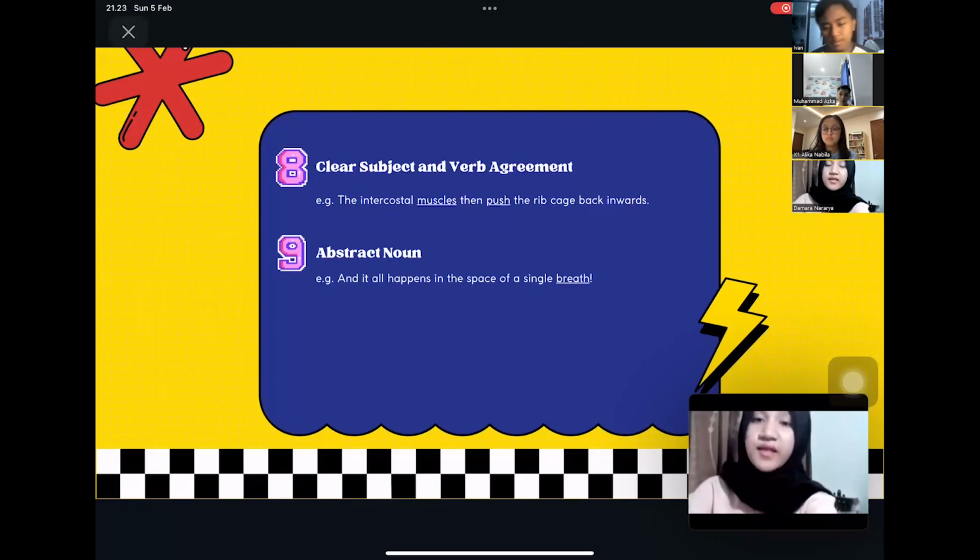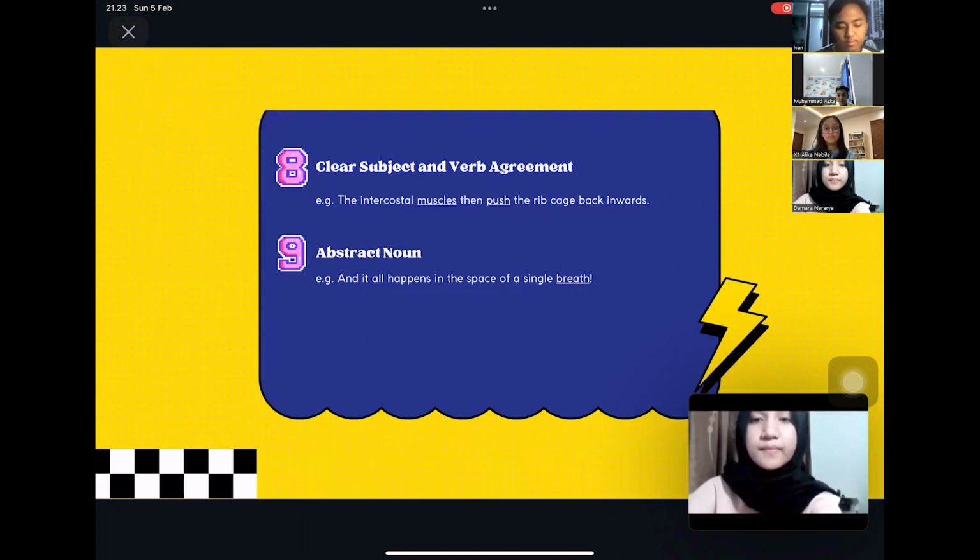And the last is abstract noun. An abstract noun is used to refer to concepts, ideas, experiences, traits, feelings, or entities that cannot be seen, heard, tasted, smelled, or touched. Abstract nouns are not concrete or tangible. There are a lot of abstract nouns used in proverbs. For example, "And it all happens in the space of a single breath."